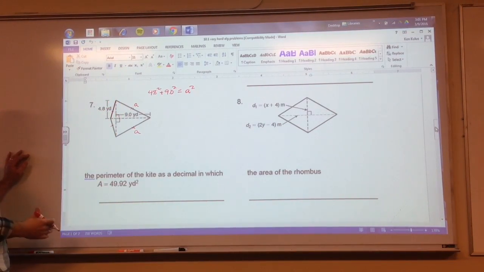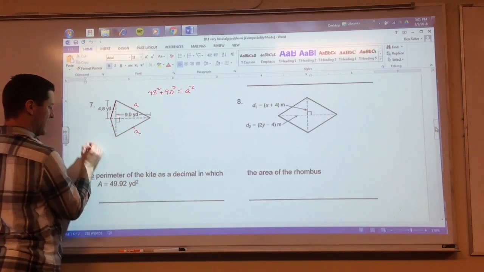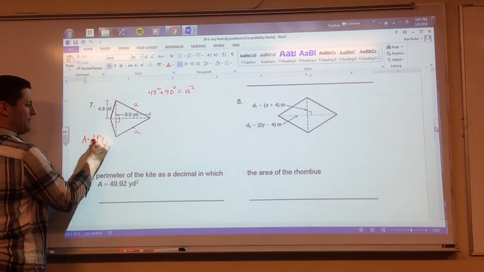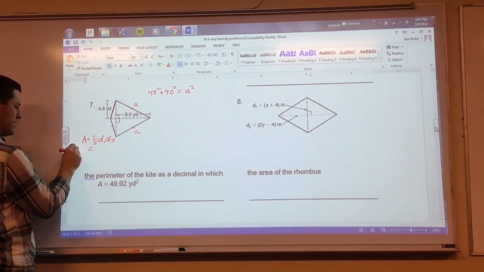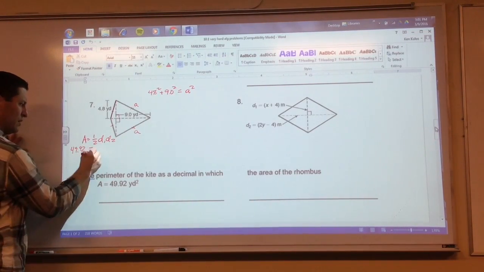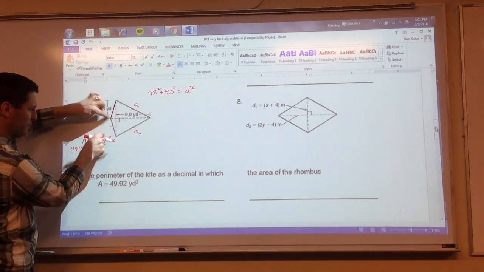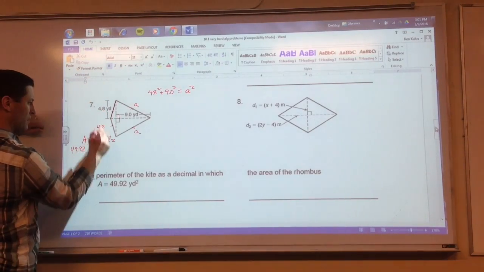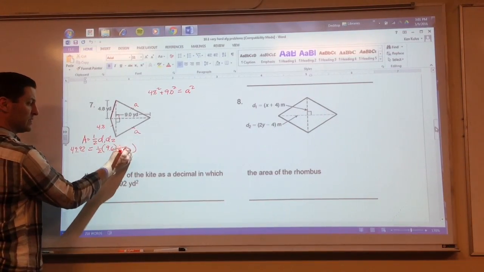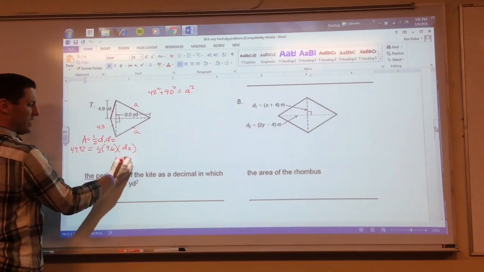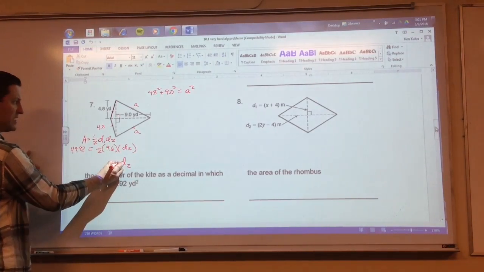And in order to do that, I have to first go and find this total diagonal. Okay? Area of a kite, 1/2 d1 d2. Area is given at 49.92. 1/2 of the first diagonal, which is 4.8 plus 4.8, 9.6, times diagonal 2, d2. Now you're going to get a value for d2 by doing this math. You'll get something for d2.